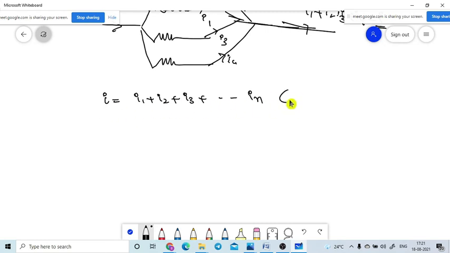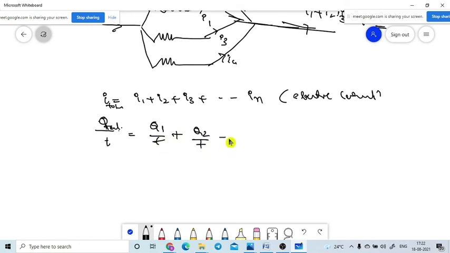These formulas we should use for electric current. In a similar manner, the thermal current formula: Q by T is the total thermal current. Total thermal energy Q total is equal to Q by T, which is equal to Q1 by T1 plus Q2 by T2 plus Q3 by T3 and so on, up to Qn by Tn.